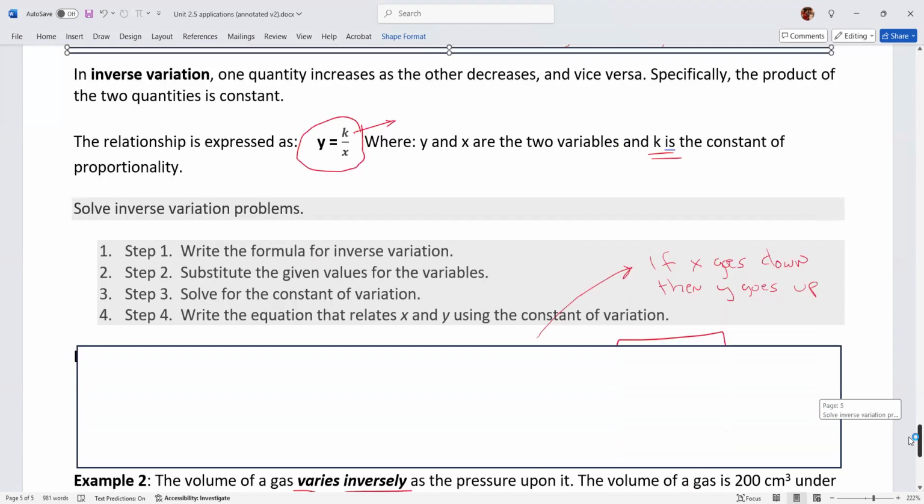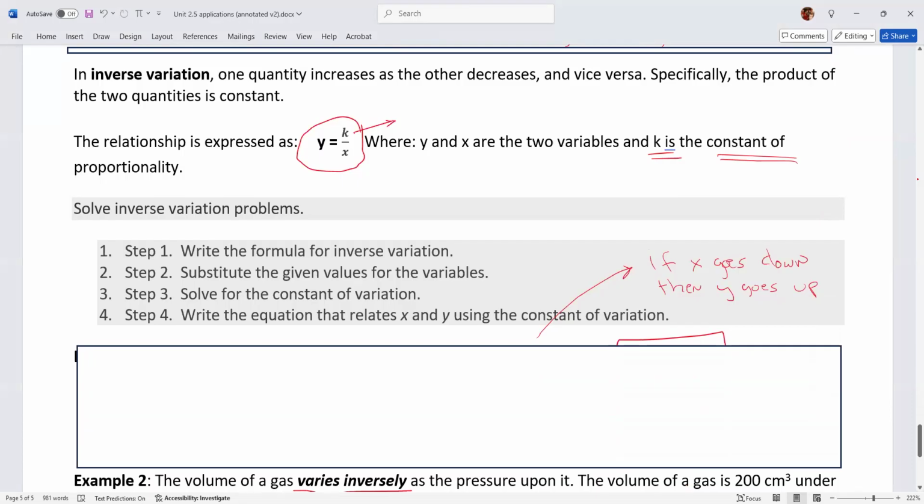Now, inverse variation is a little bit different because you have to first compute this idea of a constant of variation, or they call it here a constant of proportionality. You can see it right here in the words I've got underlined. Where's my pen? Yeah, right here. So the constant of proportionality, I call it the constant of variation.